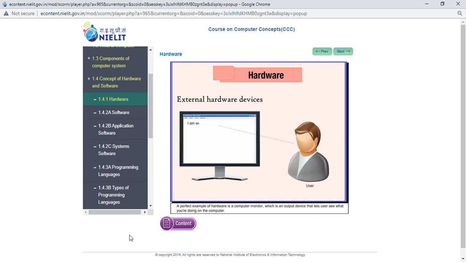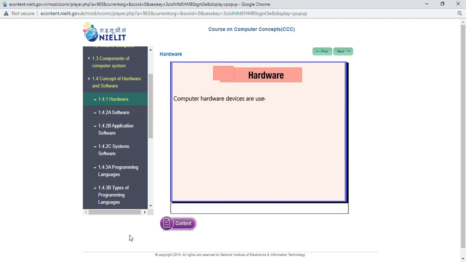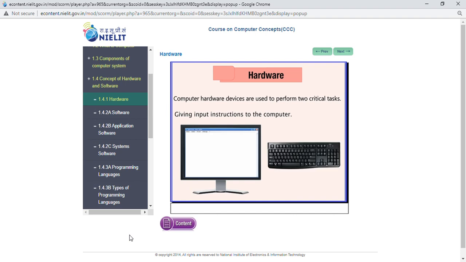A perfect example of hardware is a computer monitor, which is an output device that lets the user see what you are doing on the computer. Without any hardware, your computer would not exist and software would not be able to run. Computer hardware devices are used to perform two critical tasks: giving input instructions to the computer, and getting output data from the computer.